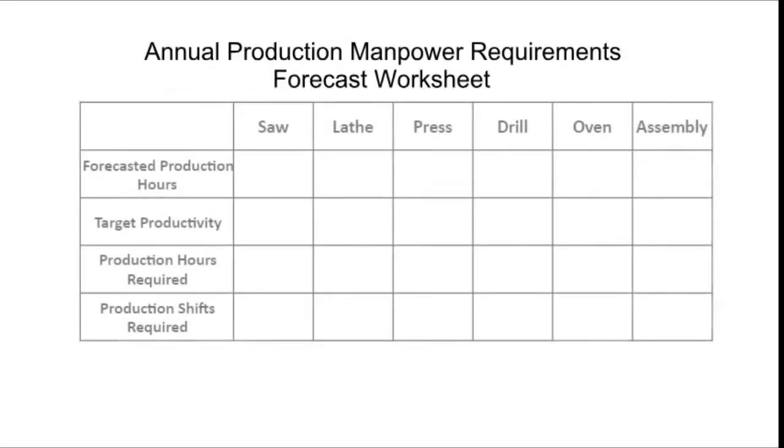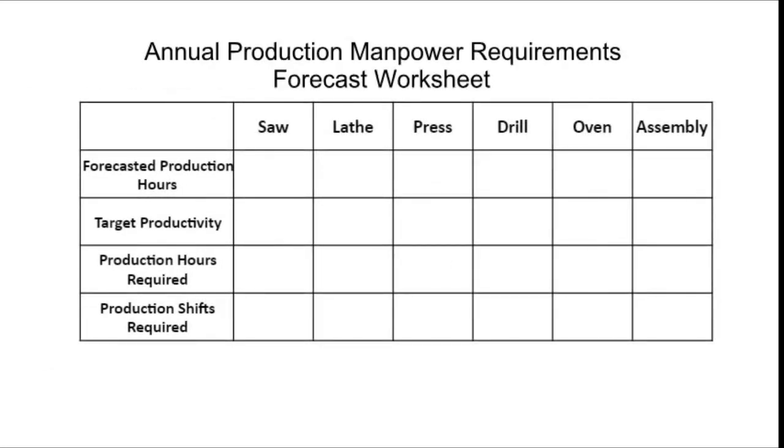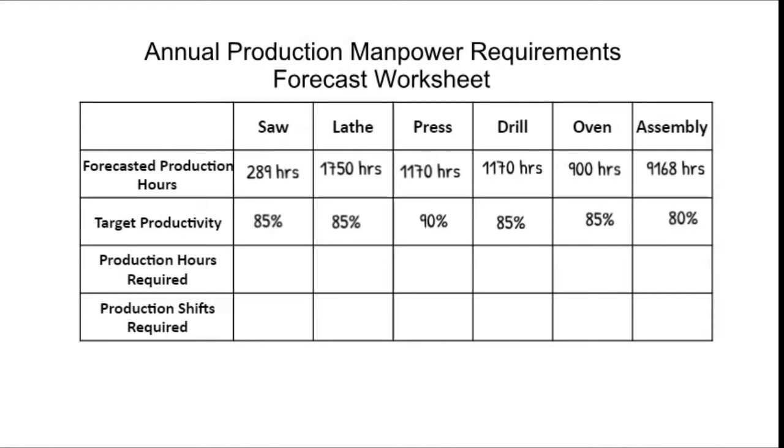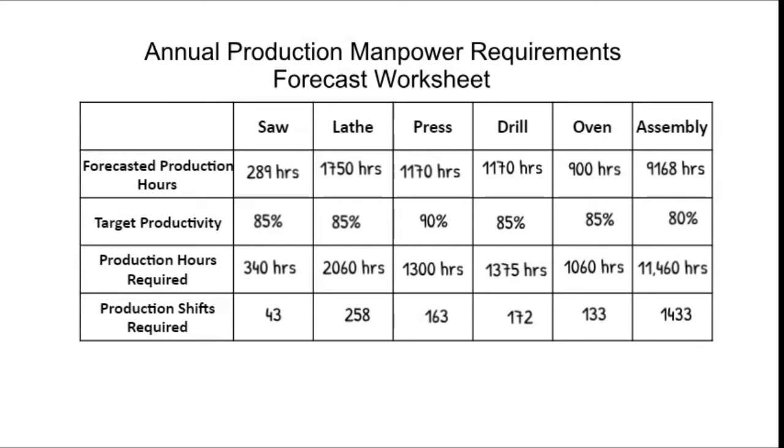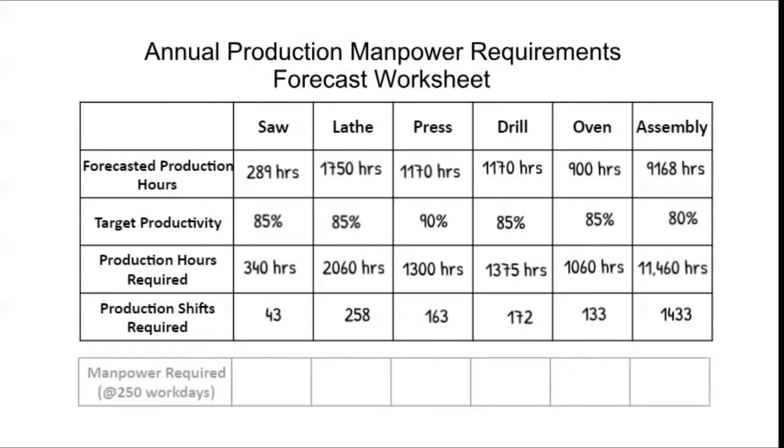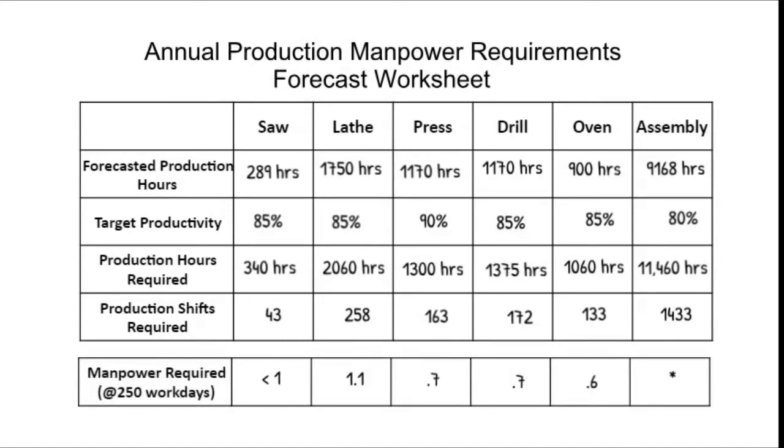The next step is to determine the actual number of production hours that will be required. Sam knows as good as they are that his team does not run at 100% productivity or efficiency, nor does he expect them to. Sam uses the historical data from the daily, weekly, and monthly reports to determine the target productivity levels. Dividing the forecasted production hours by the target productivity, Sam calculates the production hours required to meet the forecast. Next, Sam calculates the number of shifts based on an 8-hour day that will be required and therefore the staffing needs for each station.